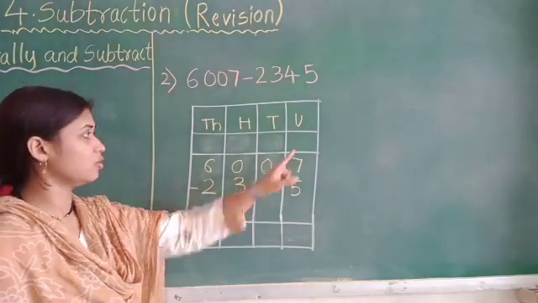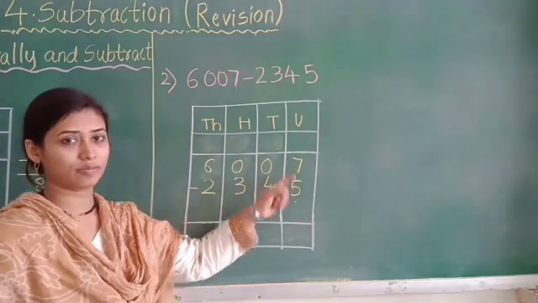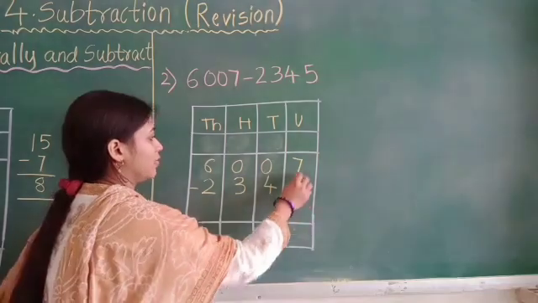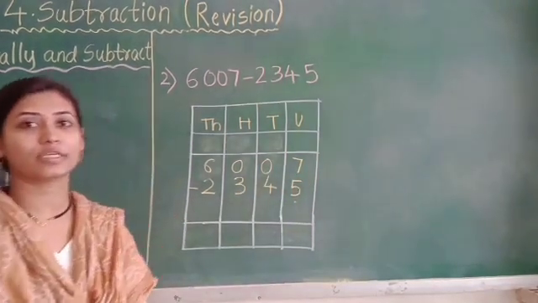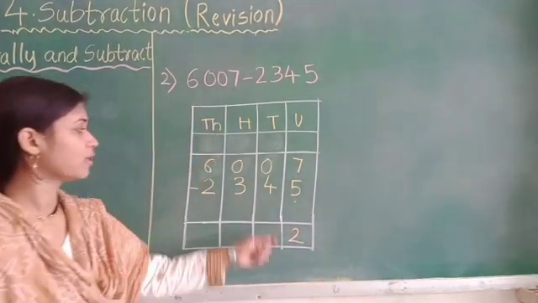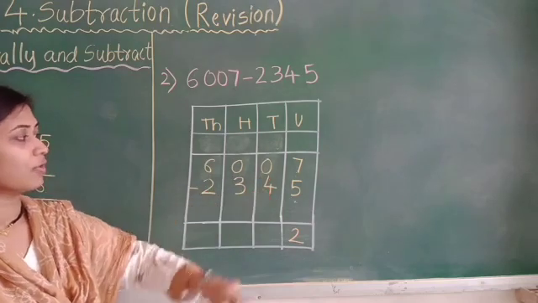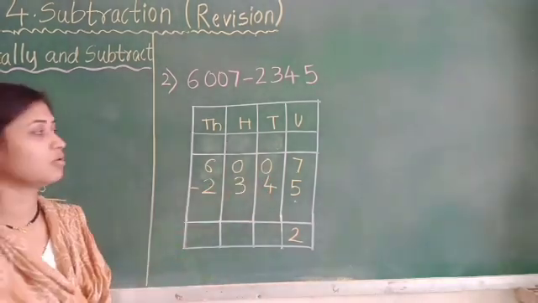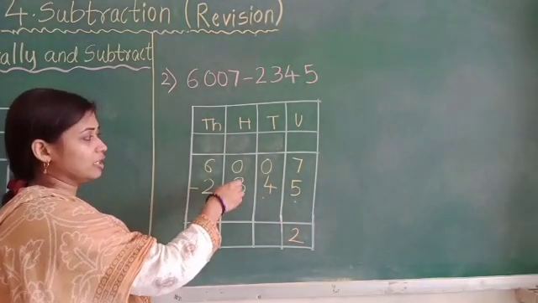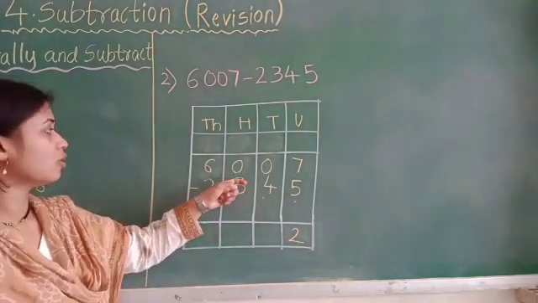We will start from the units place. 7 minus 5. Can we subtract 5 from 7? Yes, because 7 is greater than 5. 7 minus 5 is how much? 7 minus 5 is 2. Now, 0 minus 4. Can we subtract 4 from 0? No. Then what can we do? We can take 1 ten from the other number. But here also we have 0.